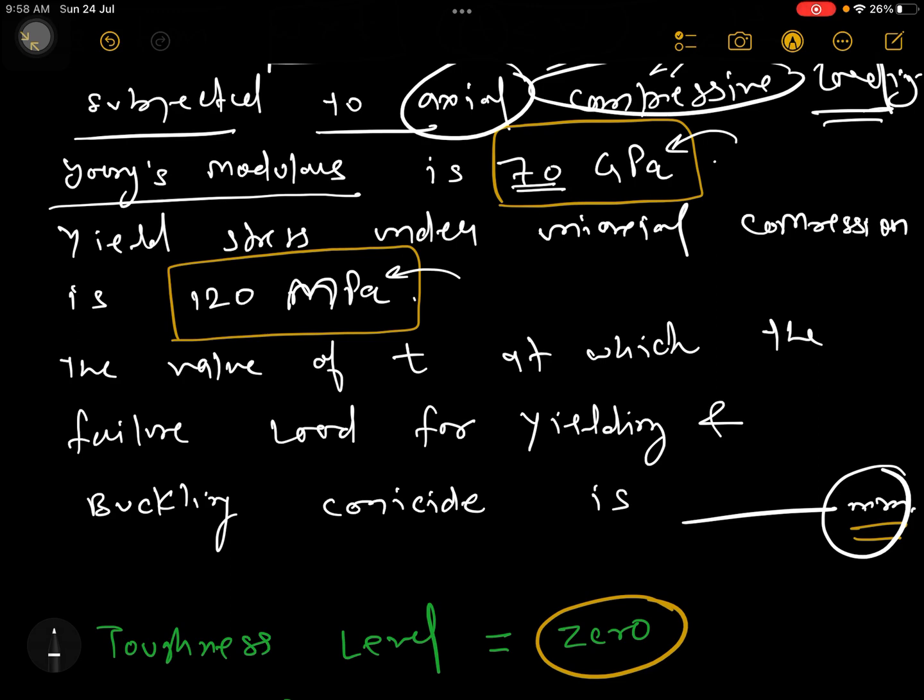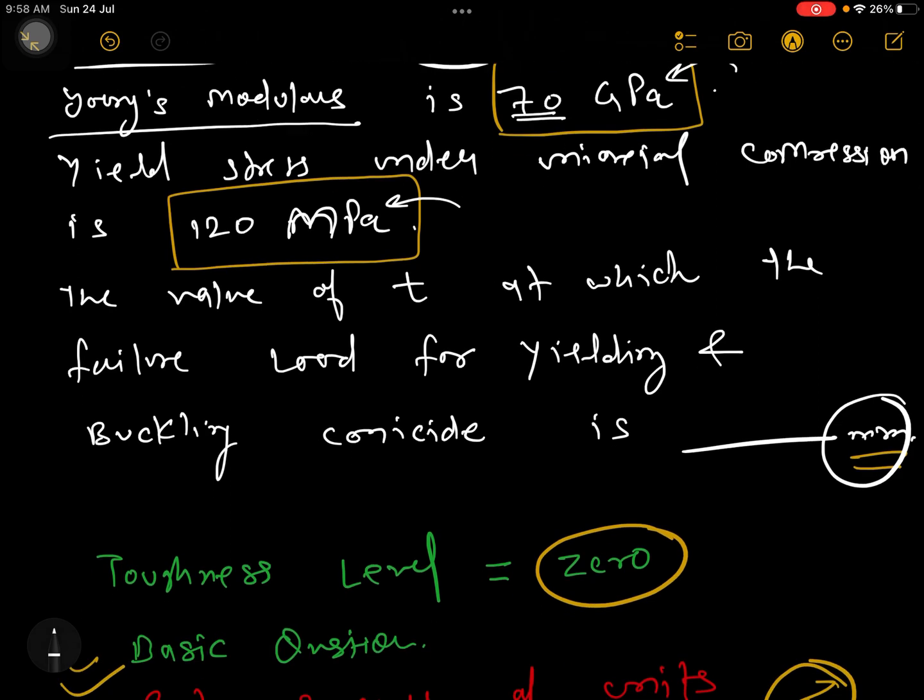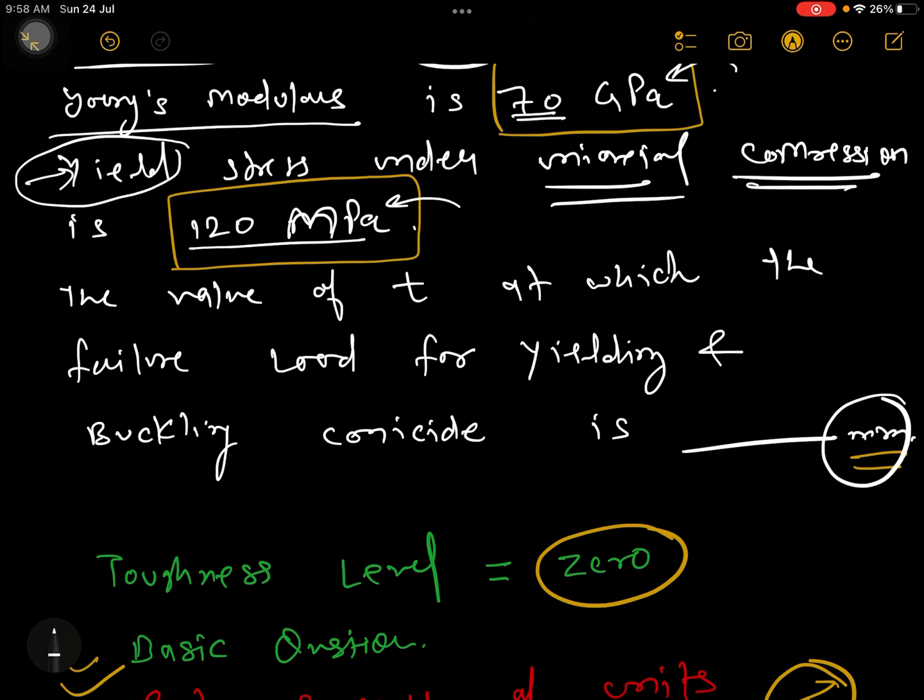I will reply there. Yield stress under uniaxial compression is given as 120 megapascal. I'm not including the yielding part and stress derivations in this solution because it is lengthy, and I am considering that since you are watching the solution part, you already know about yielding and stress.